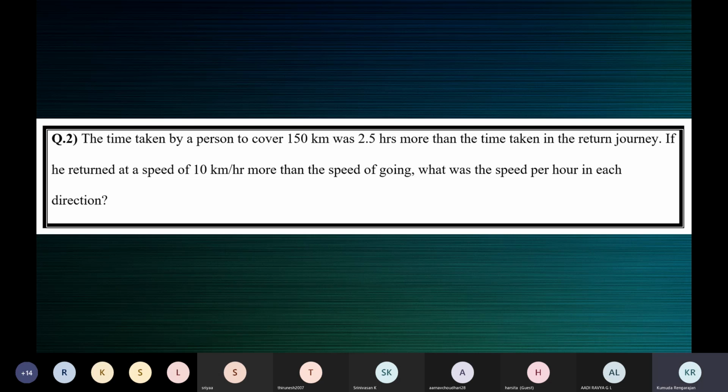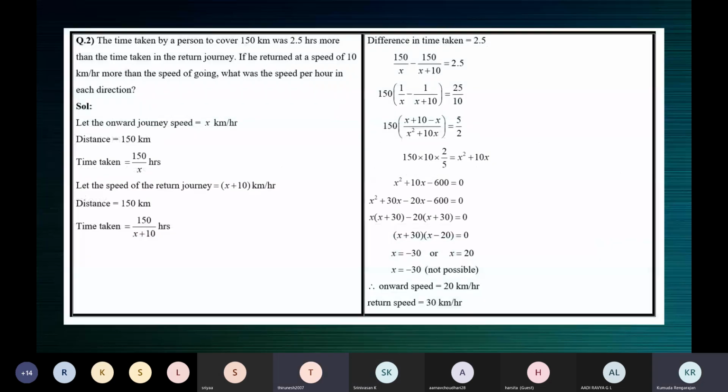Did all of us get that the equation x square plus 10x minus 600 is equal to 0? Yes, ma'am. All right, children. Good, good. Any questions, any doubts, please ask me.